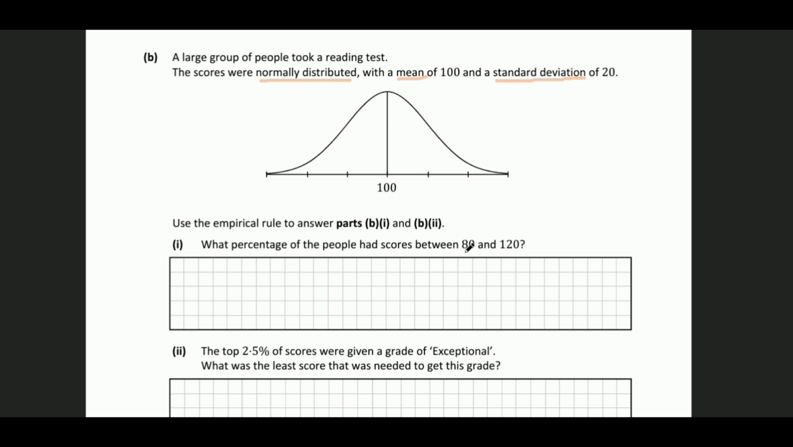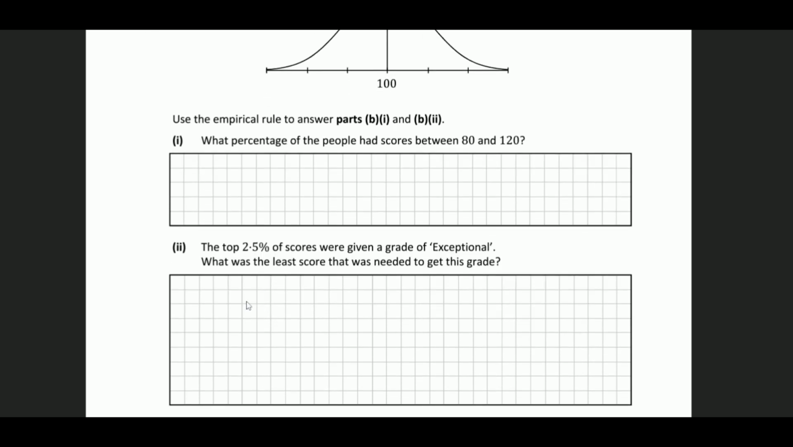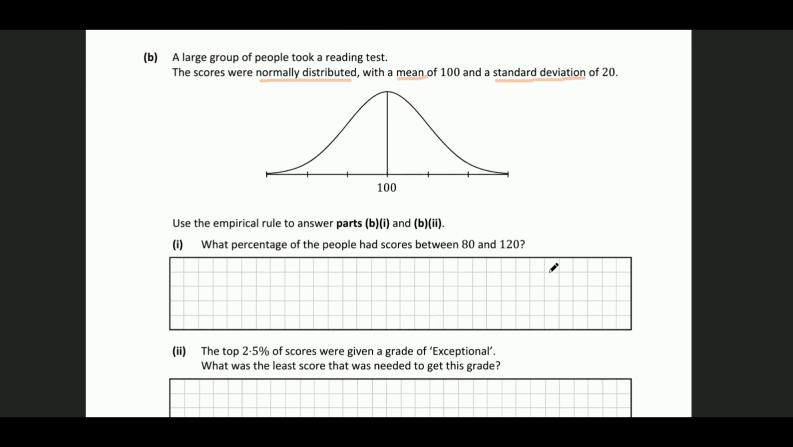What percentage of people had scores between 80 and 120? The top 2.5% scores were given the grade exceptional. What was the least score that was needed to get this grade? So let's have a go at this part ourselves. Give it a go and then have a look at the solution and see how you get on.